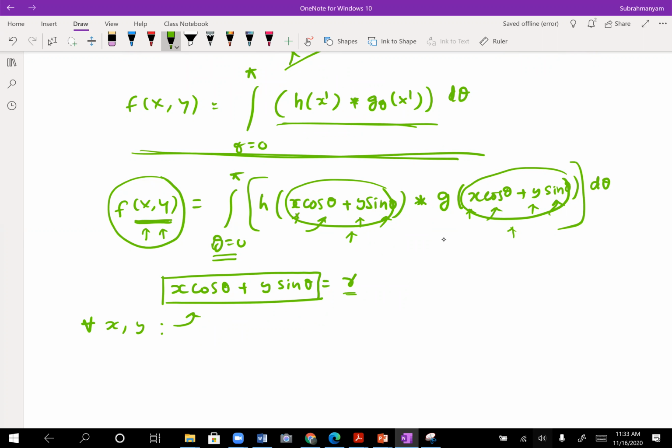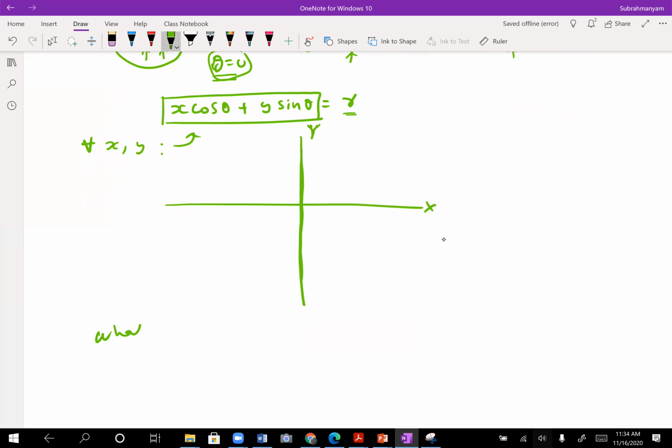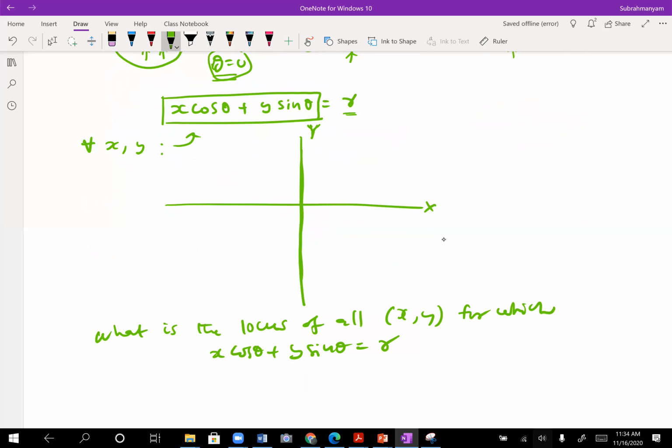See, what I would like to see now is that I am varying x comma y here. I will take a particular value of theta. So cos theta, sin theta, I know for that theta. Now, what I would like to know is what is the locus of all points x and y for which, let's say, x cos theta plus y sin theta equals r.